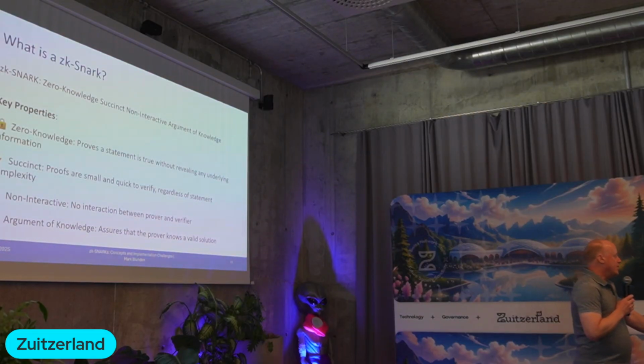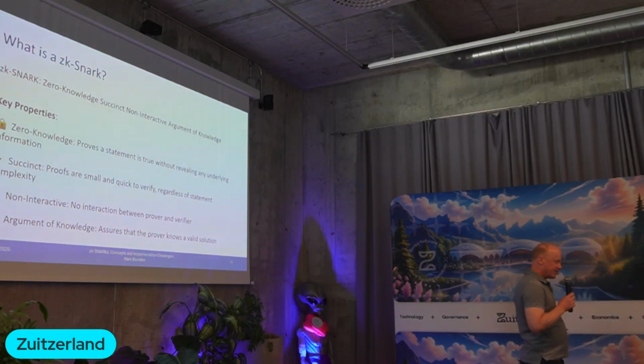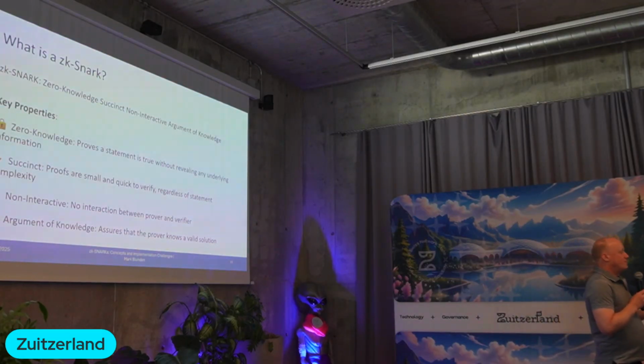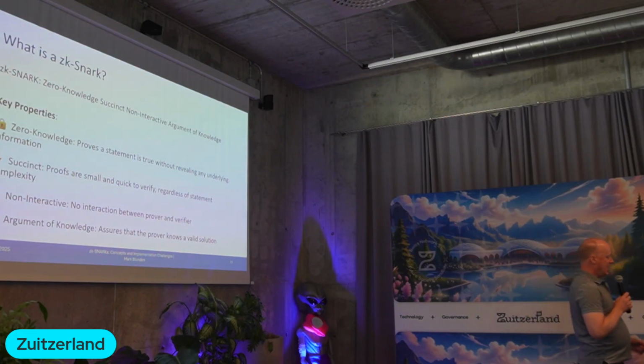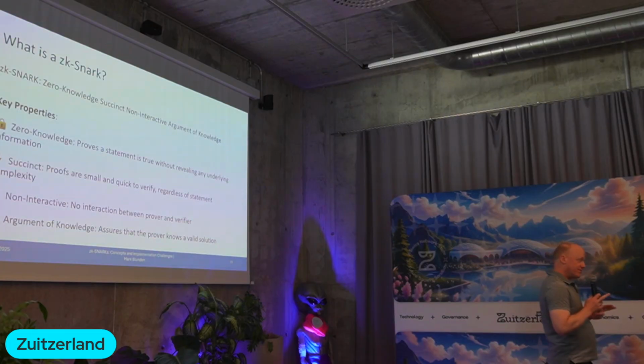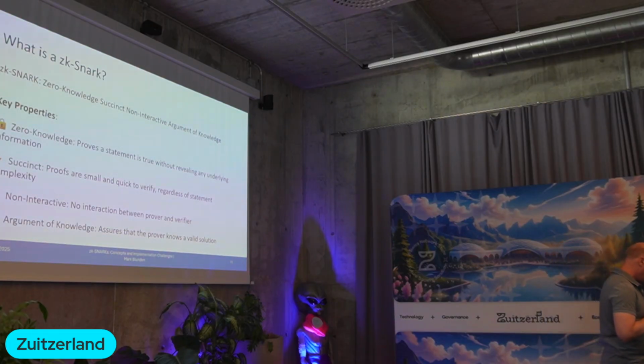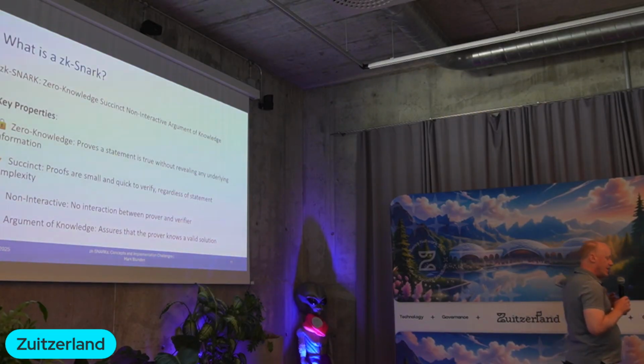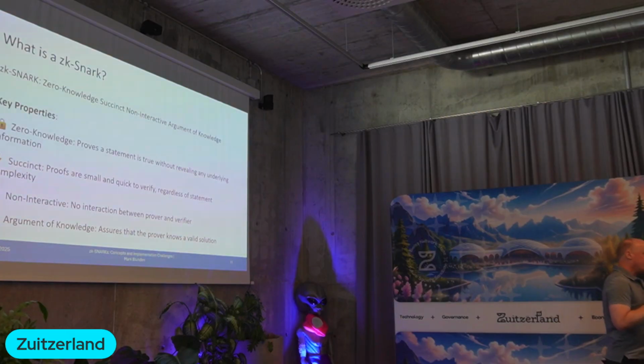It could be that you know a secret or a set of secrets. It could be the input to some kind of one-way hash function, for example, with a known output. You can prove the corresponding input. We also have succinct, so the proofs are small and they're fixed size irrespective of the computation. That's one property of ZK-SNARKs. And non-interactive, so no interaction between the prover and the verifier. And they give the verifier the assurance that the prover does know the input.